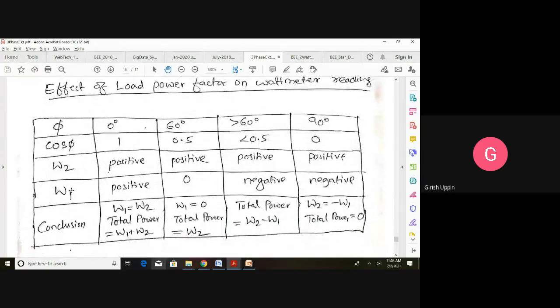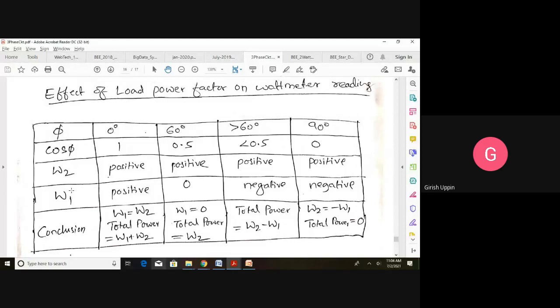Now, what is the effect of the load power factor on the wattmeter? How will the load power factor have an impact on the wattmeter reading? If I connect a resistive load, what happens? If I connect a pure inductive load, what happens? If I connect a pure capacitive, RC, RL or RLC load, the power factor will keep on changing. If we have pure resistance, the power factor is cos 0, which is equal to 1. If I have a pure capacitor or pure inductor, cos 90 is 0. So the power factor will range from 0 to 1 depending upon what kind of load we have.